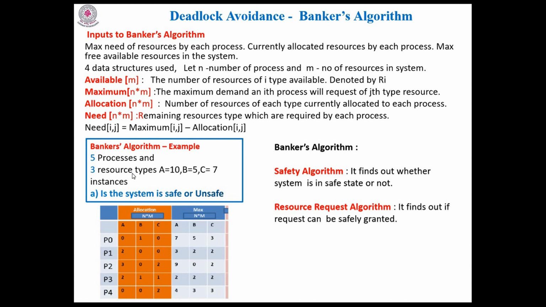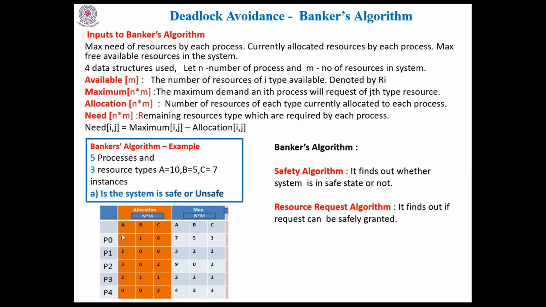And what are the maximum number of resource types? A instances, B instances, C instances: 10, 5, 7. So let us see here, the system is allocated for every process. Now how to calculate how many free available resources are in my system now? How to calculate that free available?